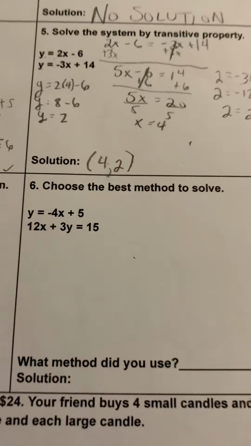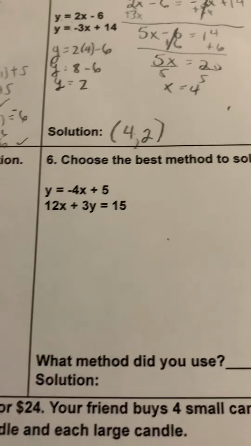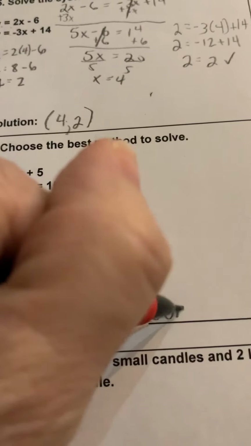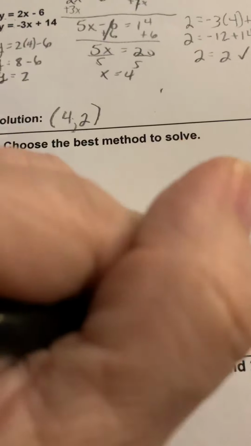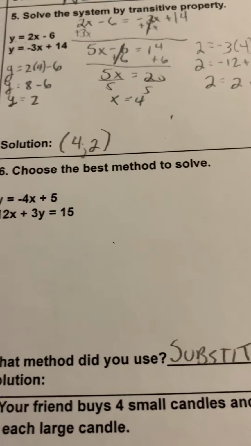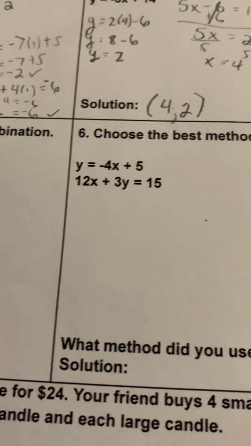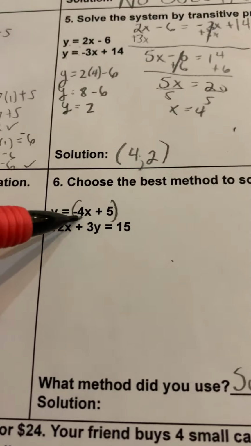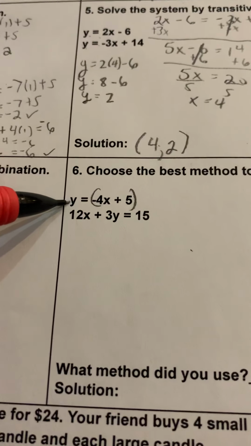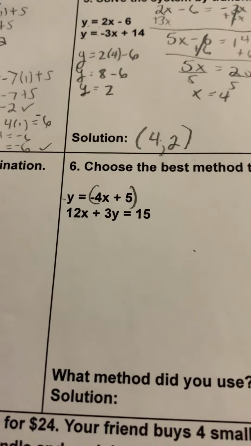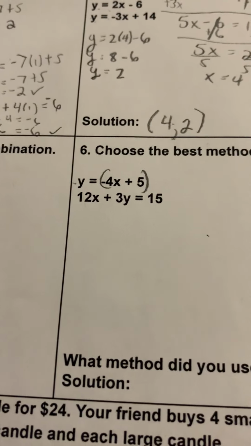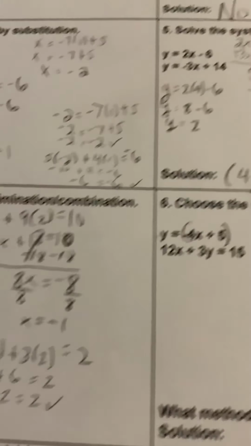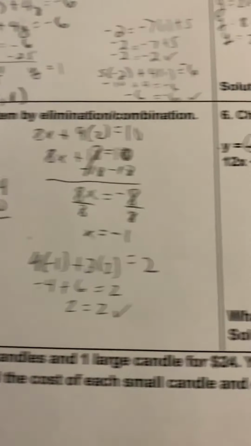This last one, you have to choose the best method to solve. So you get a choice. When one variable is isolated, I would use substitution. Could you have used something else? Yes, but again, I like to remind myself that this is when I'm substituting. This is the best one because only one variable is isolated. Remember, if one variable is isolated, then you use substitution. If both variables are isolated, you use transitive, and if no variables are isolated, you would use combination elimination.